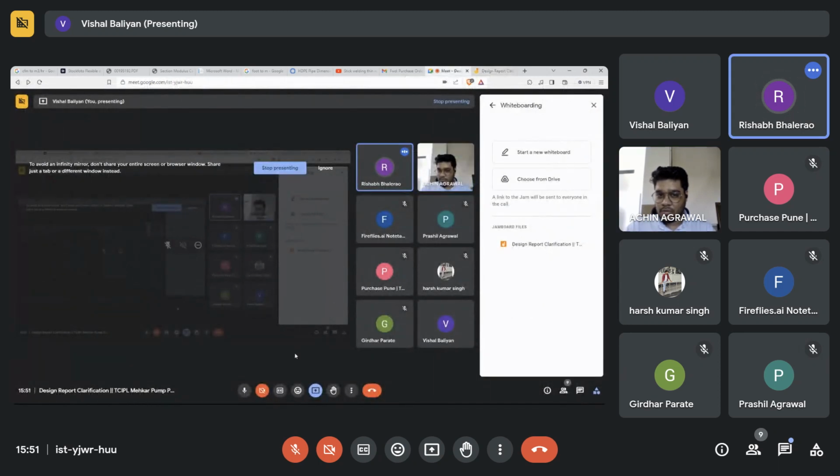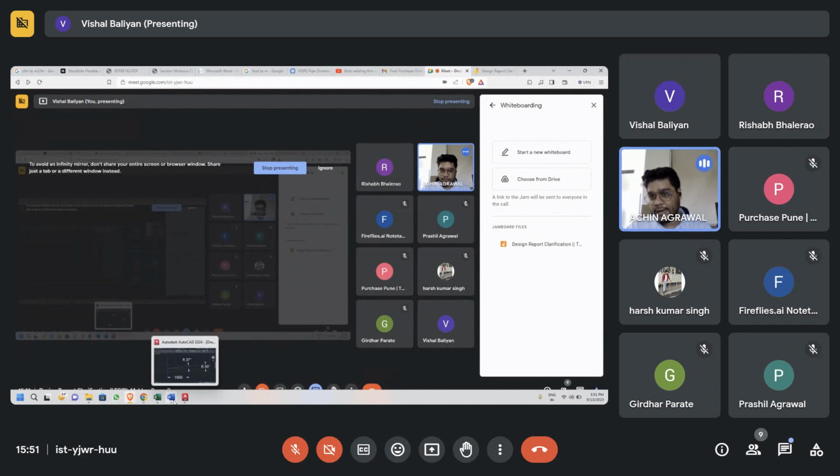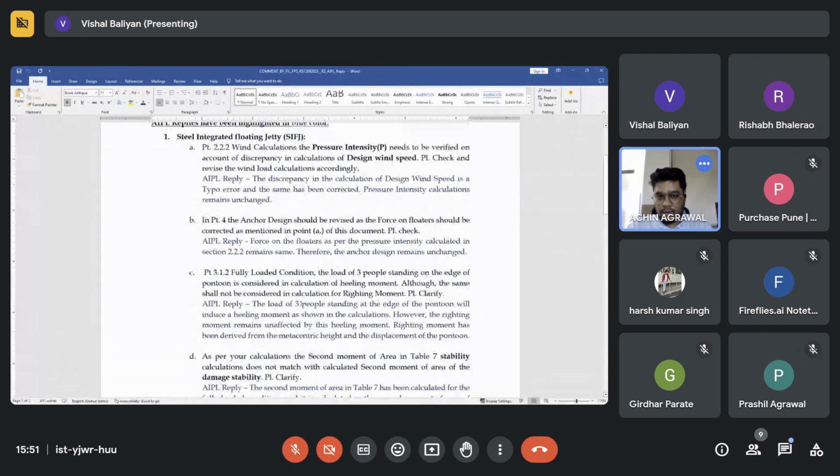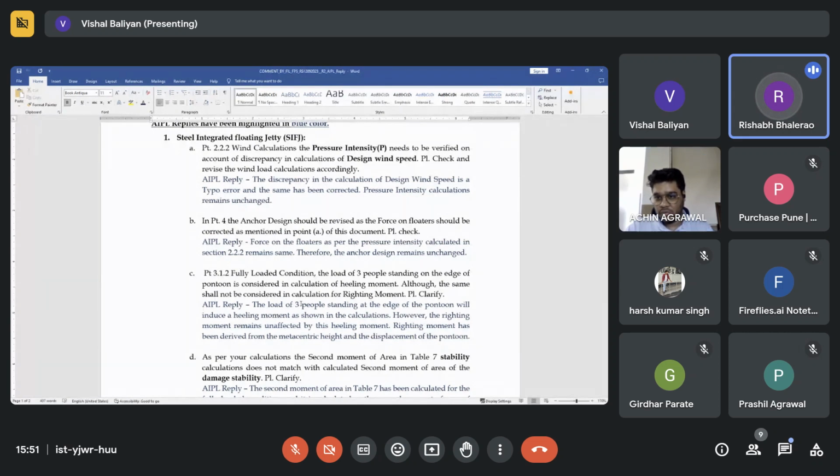That's true. Okay. But as per our understanding, this procedure is correct. And if we remove the weight of those people from the righting moment calculation, it will increase the factor of safety. So I think it's not an issue. If you can make it that way, it will be better.